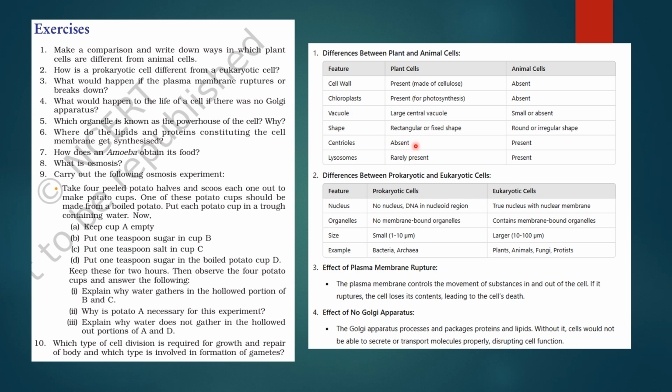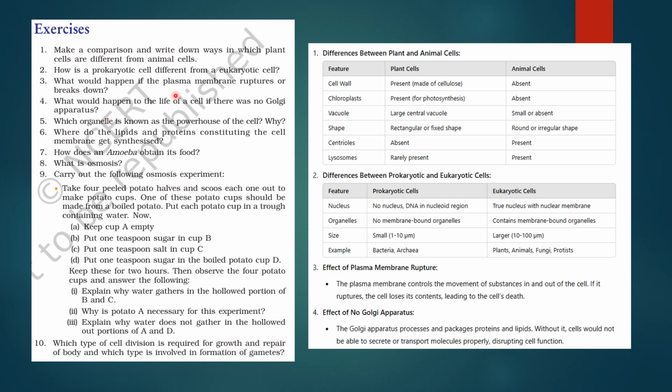Centrioles are absent in plant cells but present in animal cells. Lysosomes are rarely present in plant cells and present in animal cells. Okay. Next comes the difference between prokaryotic and eukaryotic cells. ये अभी हमने देखा था in the in-text exercises. Same you can answer as a table, right?